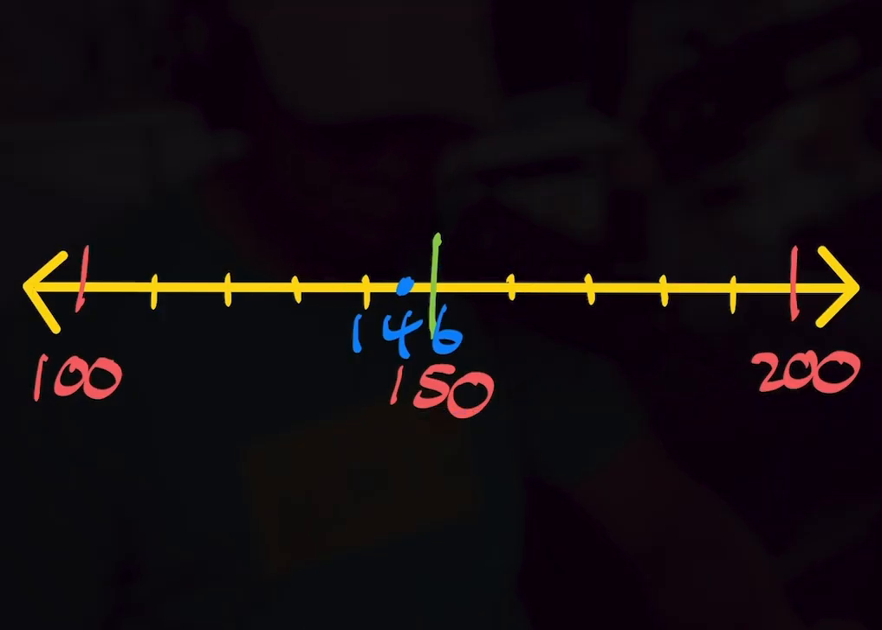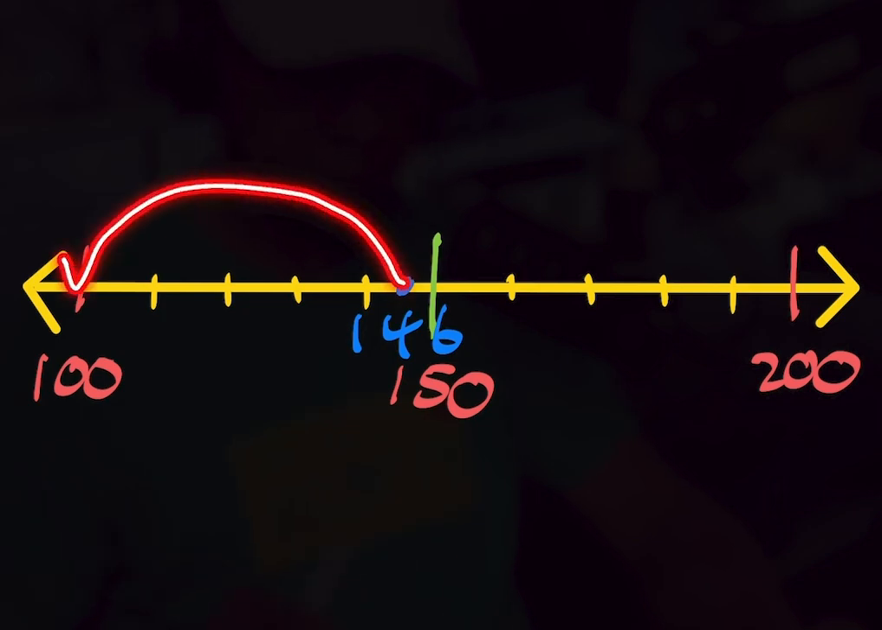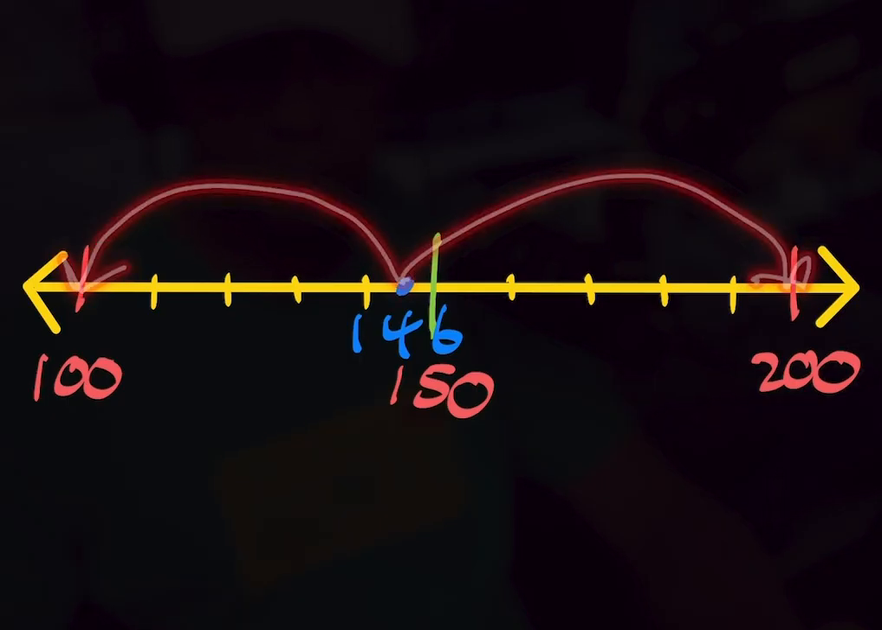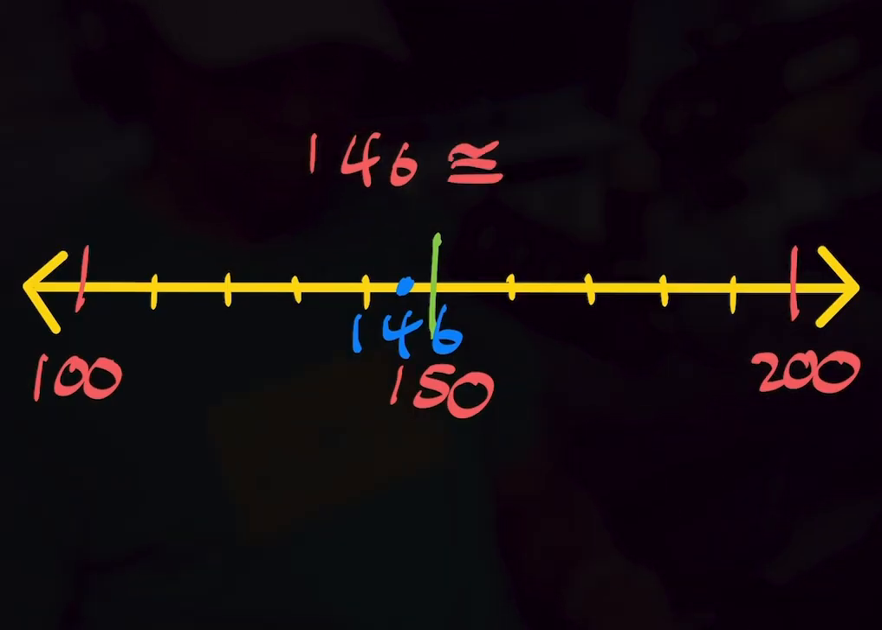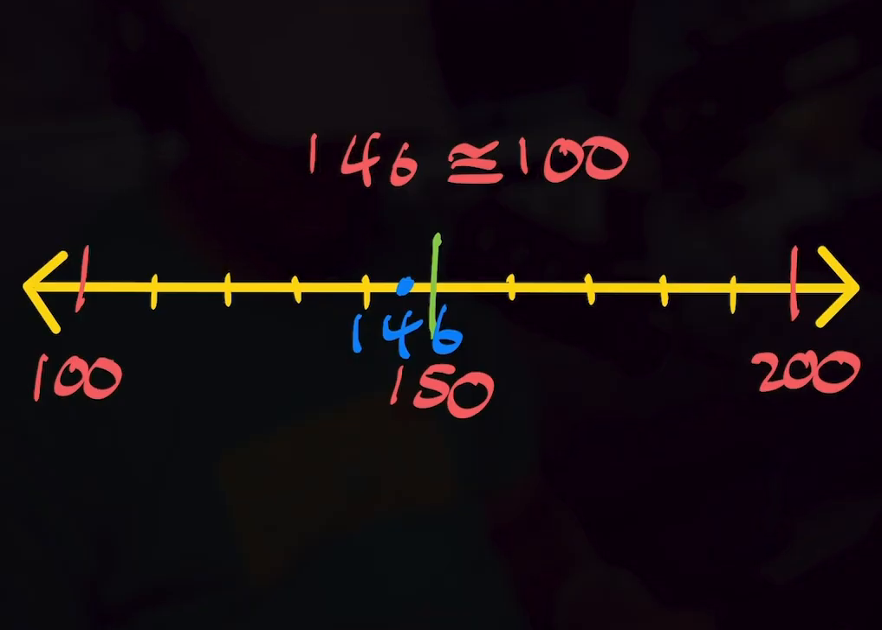My decision now has to be which 100 is 146 closer to. Well, being that this is the halfway mark and it's on the left side of the halfway mark, 146 is closer to 100 than it is to 200, which means that 146 is about 100. Those golf shoes are about $100.